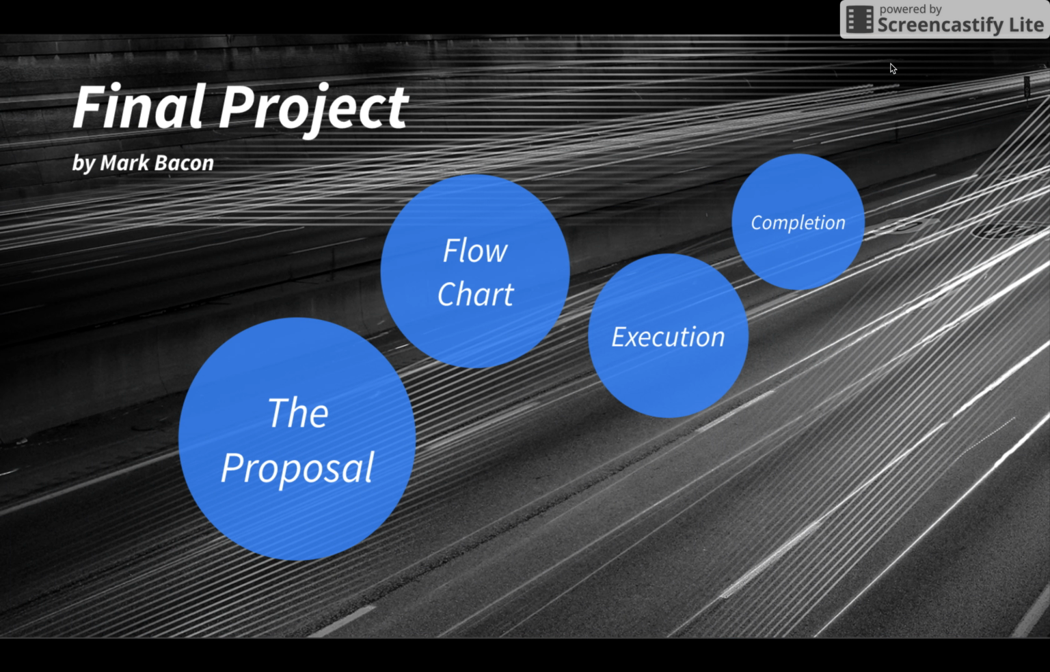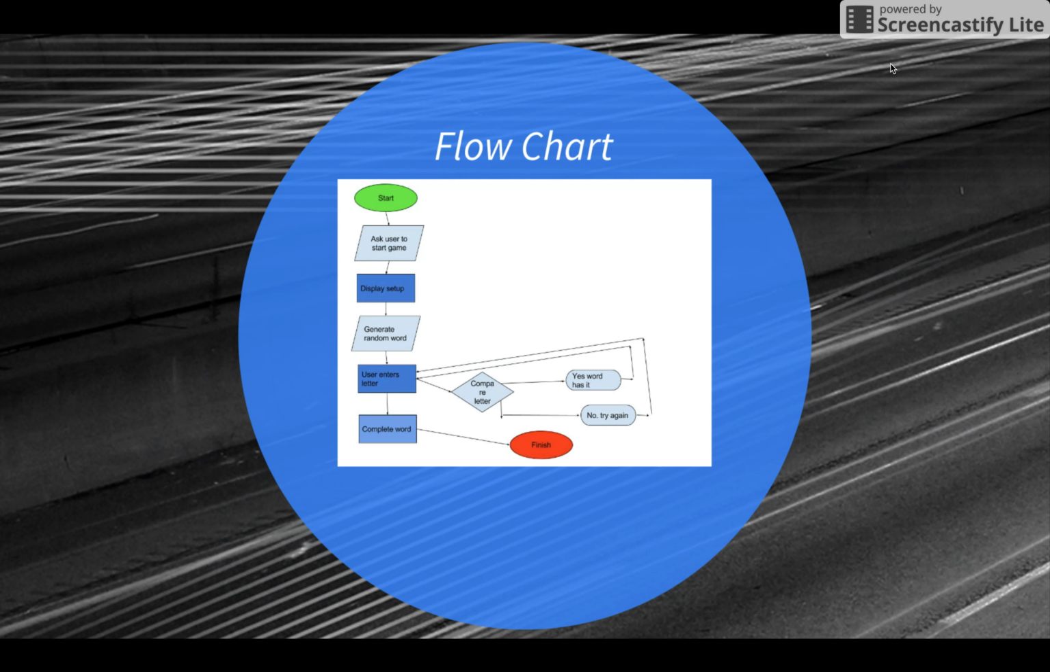Next, let's move on to the flowchart. The flowchart here is a rough idea of the progression of the game. As you can see, the game starts out by asking the user if they want to play the game, and then it displays the setup. It'll generate a random word. The user would enter a letter and then compare that letter to what's in the word, decide if it's in there or not, and then ask the user for another letter. Once it gets all the letters or you run out of turns, it would complete the game, and the game would then, of course, be finished.